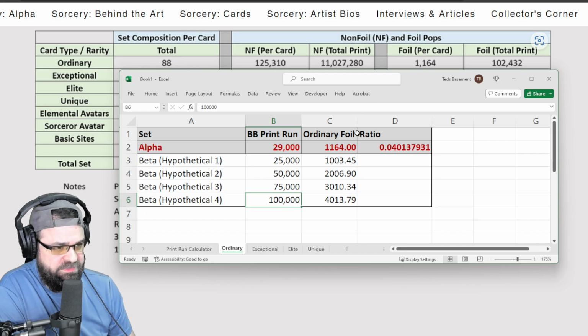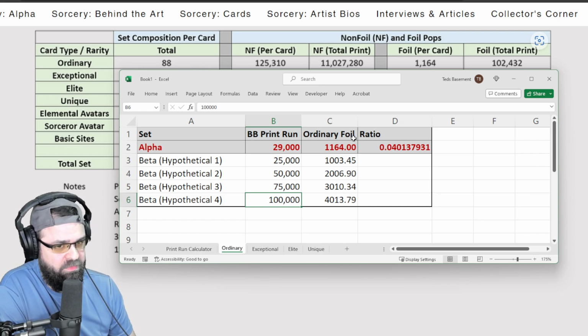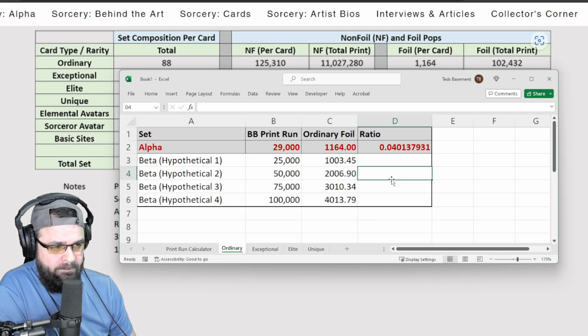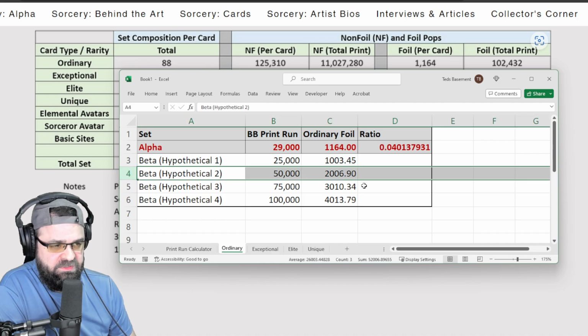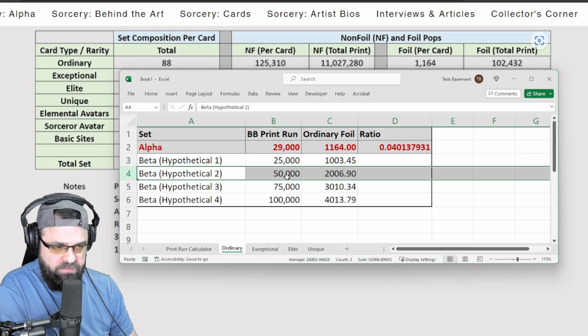So if we took 1,164 ordinary foils, we get a new ratio because they're a little bit more common, right? Or a lot more common, but they're still a foil. So they're going to be much more rare than a non-foil. This is what you come up with. Okay, so at a 50,000 box range, you're looking at 2,000 ordinary foils. That's still pretty darn rare for the 50,000 booster box number.